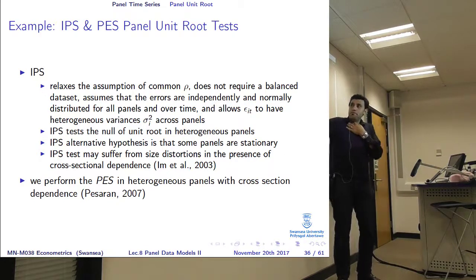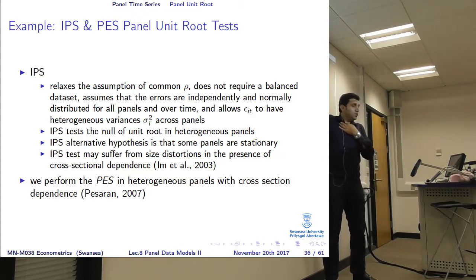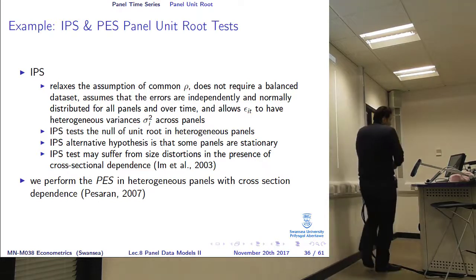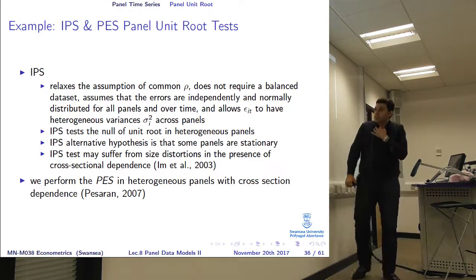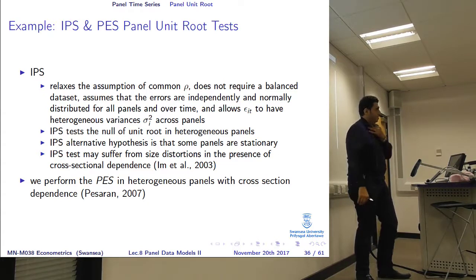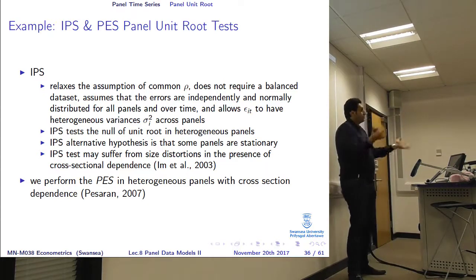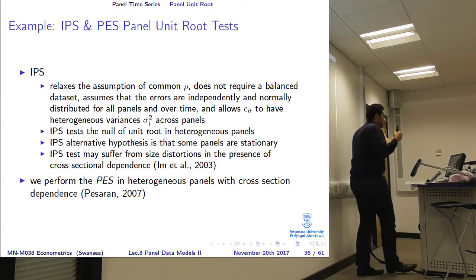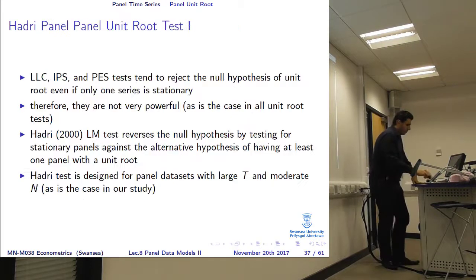So now, if you compare this with the previous one, the IPS with LLC, IPS allows for heterogeneous panels, but it doesn't allow for cross-sectional dependence. The third one, the CIPS or the Pesaran test 2007, allows heterogeneous panels with cross-section dependence. So this is why we do different tests. We're just trying to see under different assumptions how they work.